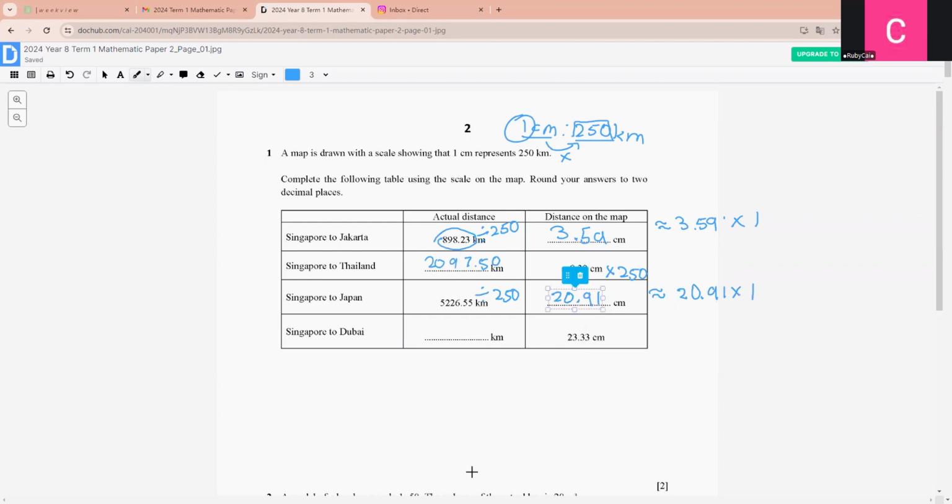So next question, the distance from Singapore to Dubai on the map is 23.33 centimeters. And like the second question, we multiply this by 250, and that will give us around 5,832.50 kilometers.